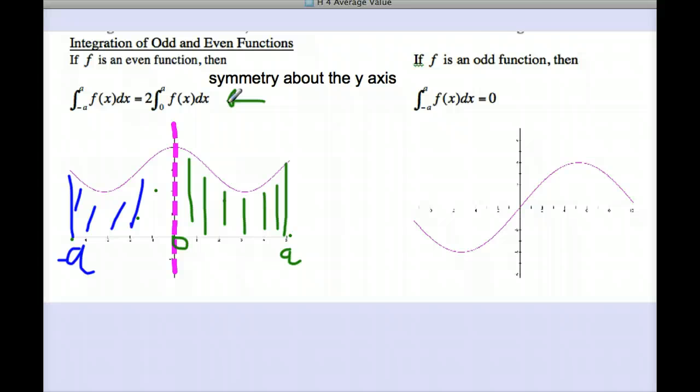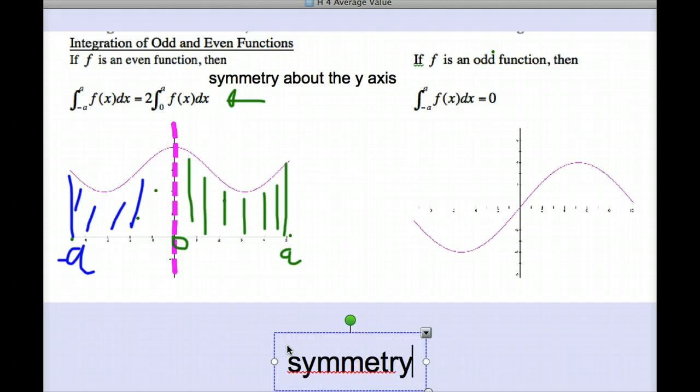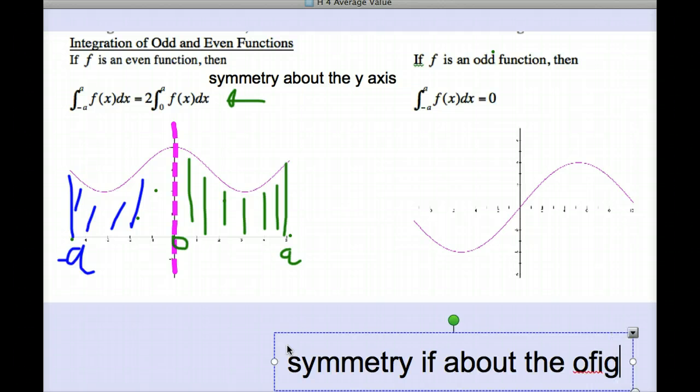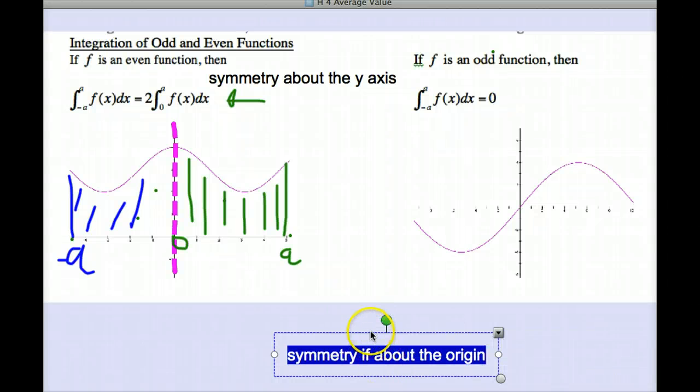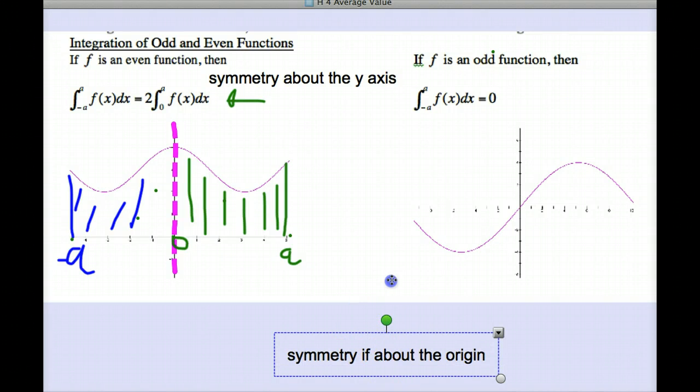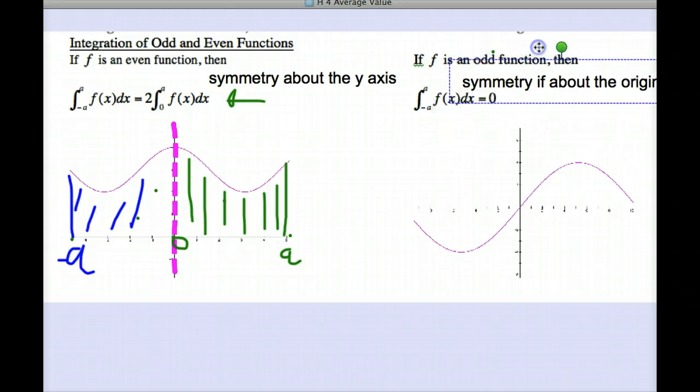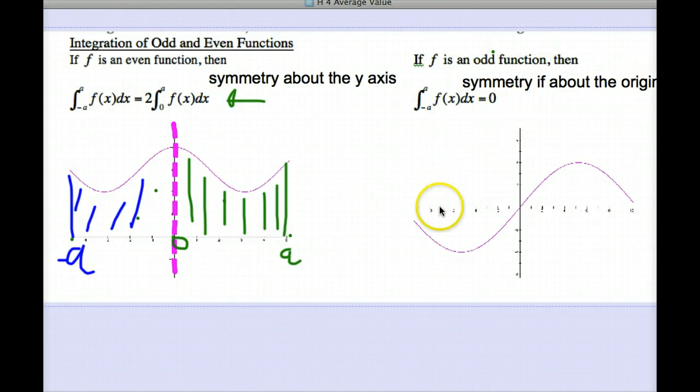Well, if you notice, an odd function is slightly different. An odd function also has symmetry. However, this symmetry is about the origin. So once again, let me put this up there. So I have symmetry about the origin for odd functions. And that's true right here.